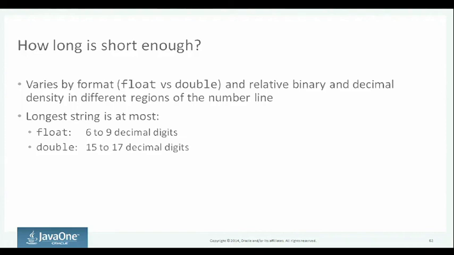So how long should this value be? Well, it depends on the format, so it is a function of the format, and it also depends on where you are in the range because of this floating precision problem between binary and decimal.